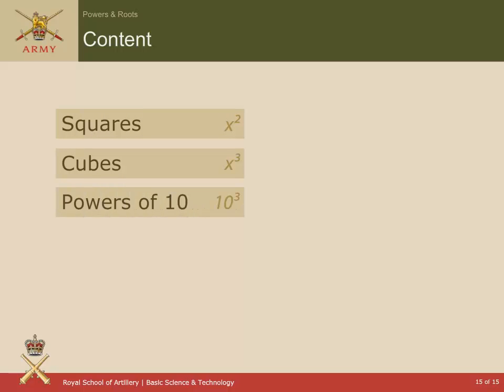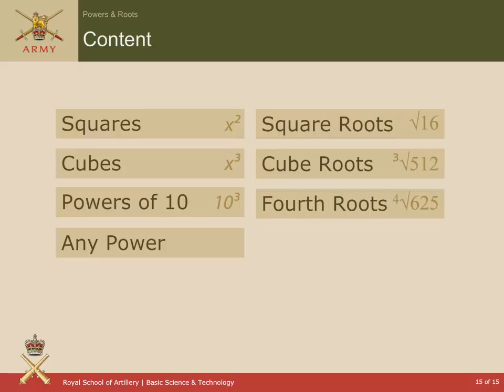So in the short presentation, I have touched upon squares, cubes, common powers of 10, any powers, square roots, cube roots, fourth roots, and powers in general, and raising any number to any other number. It does help if you have a scientific calculator, because you find all the buttons you need will be on there somewhere. Thank you very much.